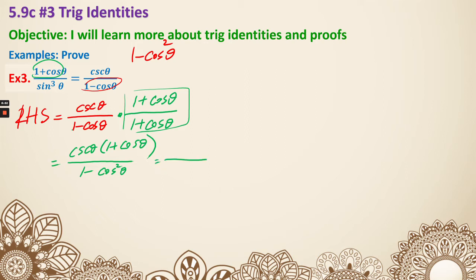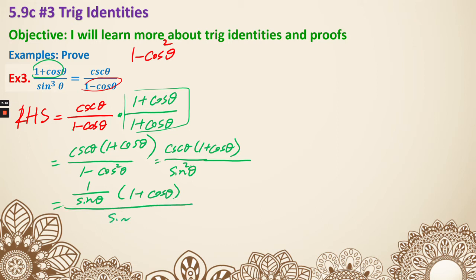Now the bottom, 1 minus cosine squared is going to become sine squared. And top is going to be cosecant times 1 plus cosine theta. And we can clearly rewrite the cosecant to be 1 over sine. We still have this 1 plus cosine theta on the top, and the bottom is going to be a sine theta squared. Now it's time to try to get rid of the sine on the top.